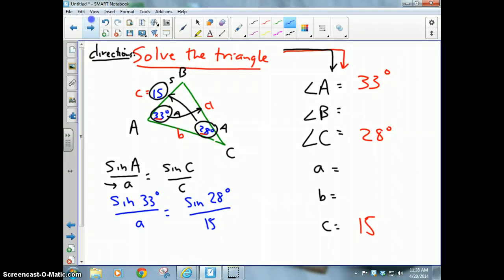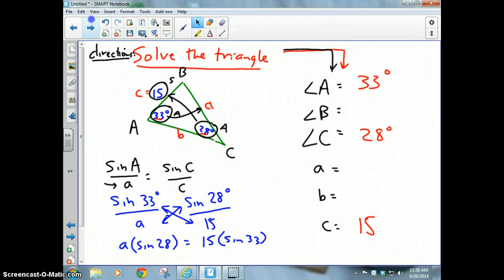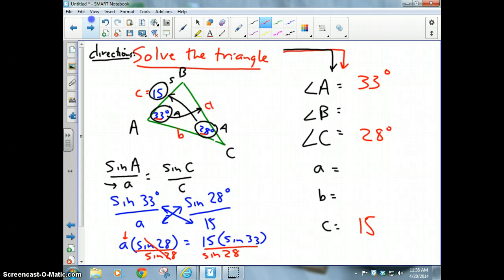Now, I can cross multiply and divide. I have two fractions equal to each other. So I'm going to multiply these two together, 15 times sine of 33, and I'm going to divide by sine 28. In other words, a times sine 28, if I cross multiply that way, is equal to 15 times sine of 33. And then, in order to solve for a, I'm going to divide by sine 28 on both sides, so these will cancel out.